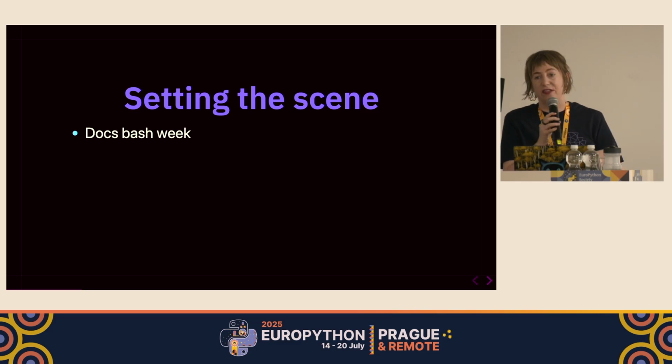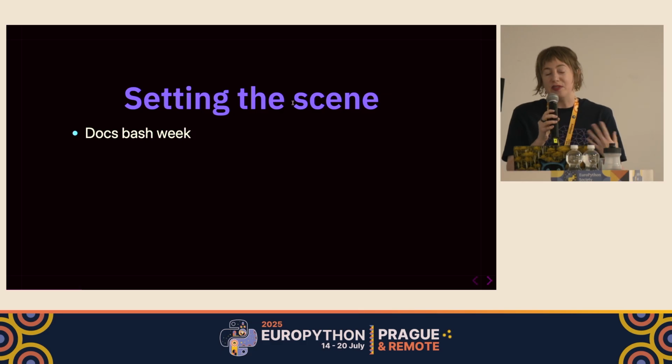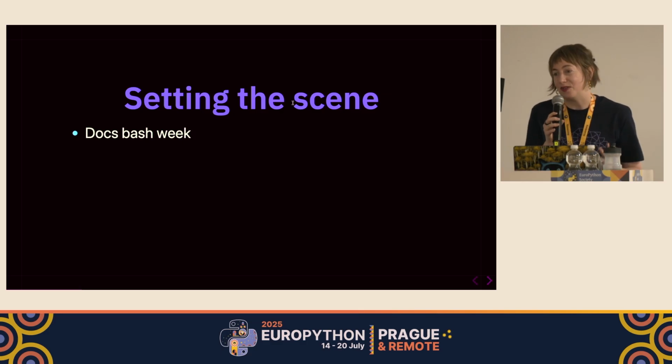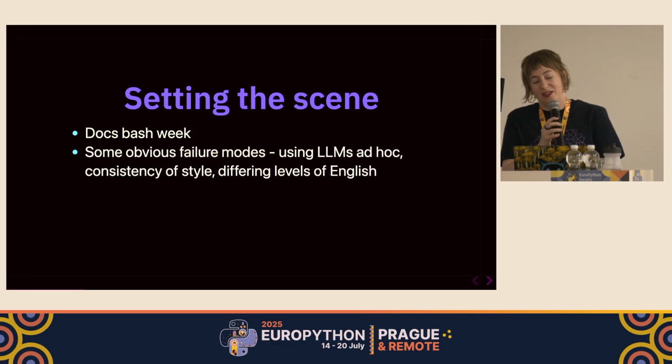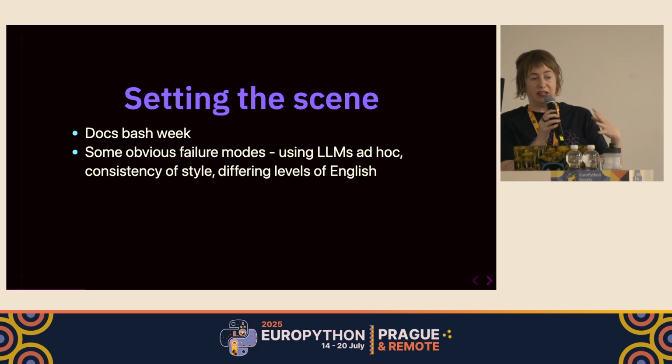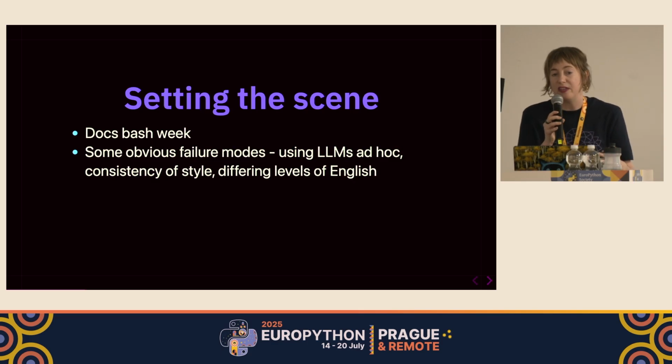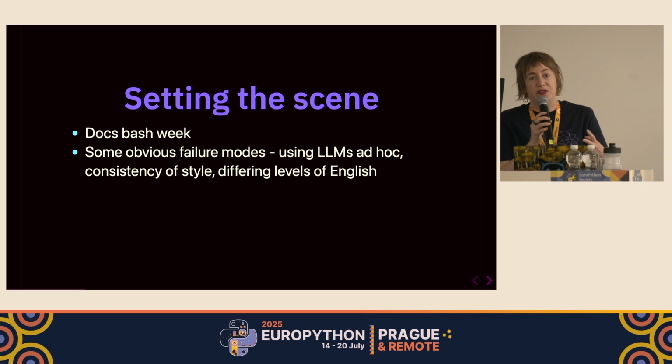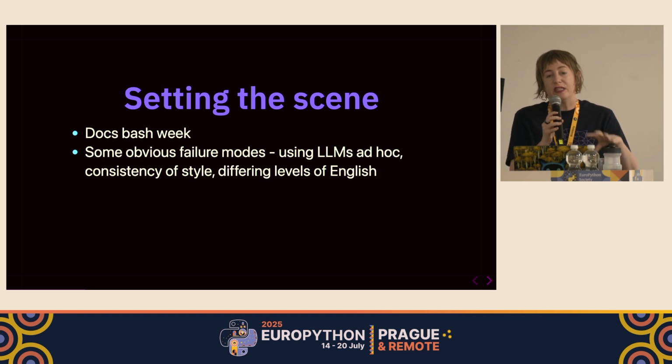So the team got together, and we basically spent a week just really smashing out docs, and it was very productive. But of course, after you do something like that, you start thinking of all the ways you could optimize the process. So we had some obvious failure modes when we were writing docs. One is that people were just using LLMs ad hoc, and they were putting in their own prompts, and they were using whatever model they were familiar with. And that's interesting because it produces really variant quality and really variant styles.